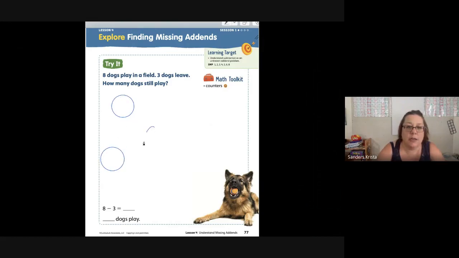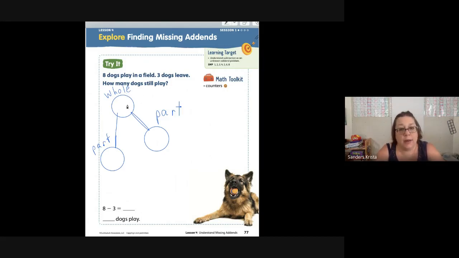Okay, I'm going to draw 3 circles. Okay, and a number bond is our representation that this is a part, and over here is a part, and this is my whole or my total. Okay, so sometimes when we hear a story problem, we can decide what is the whole or what is one of the parts, or sometimes we listen to the story problem and we know what 2 of the parts are. Okay, so let's listen to the story problem.